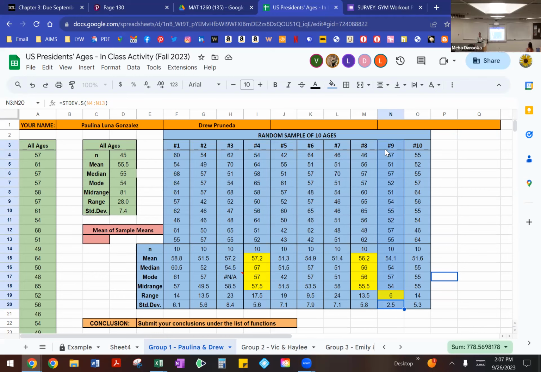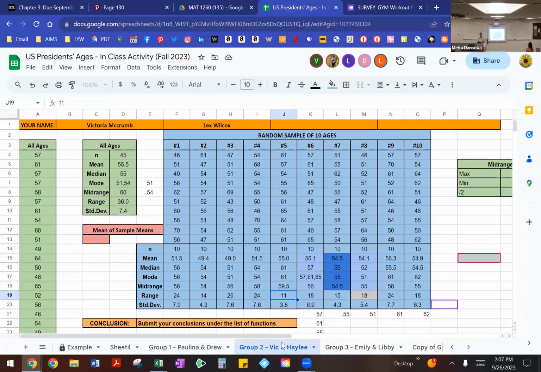It's much closer. Let's look at Vic and Haley. What did you guys have as your smallest standard deviation? You see the 3.8. I guess that is the smallest one, isn't it? And was 11 your lowest number for range? Yeah, I don't know why you have that gray on there, so that keeps throwing me off.